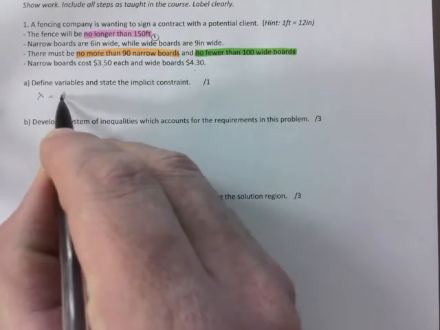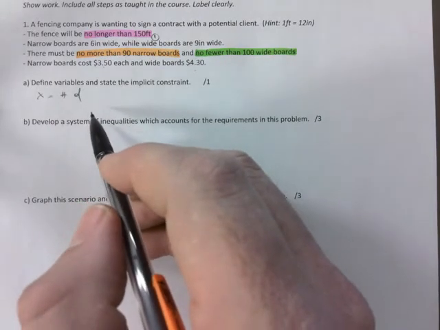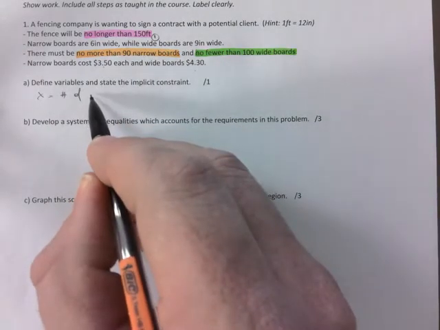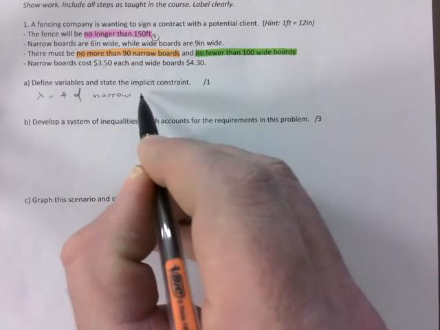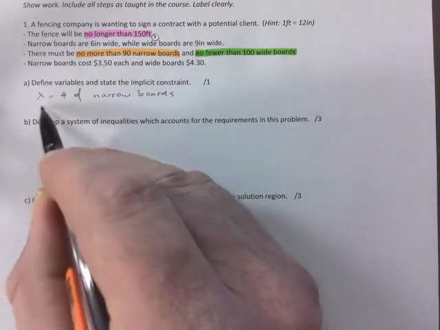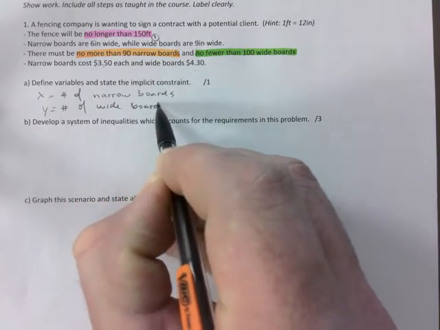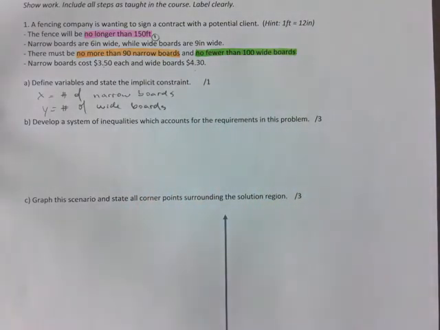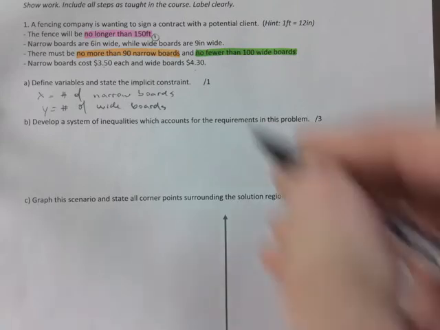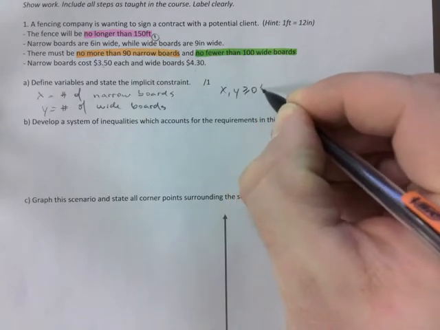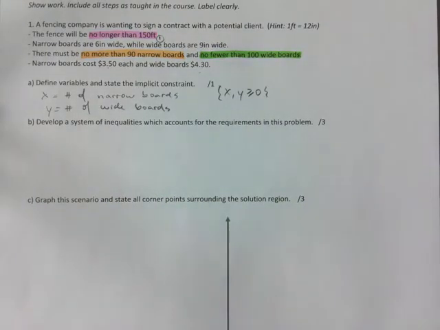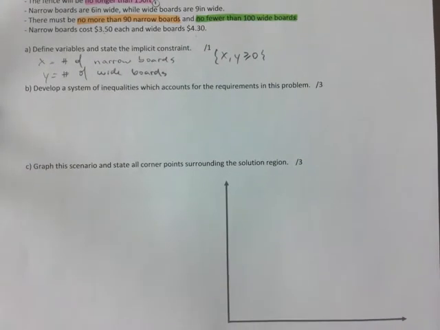So X should be number of, which one did we go with first? I'm going to go with narrow boards, number of wide boards. So if you flip this, it's never going to cost you marks. Your graph is just going to look different, but everything else will be the same. Your POIs will be the exact same numbers, just flipped, because everything is opposite for you. But you don't lose marks. So there's our implicit. So you get 1 mark for that. Hopefully you got that one.